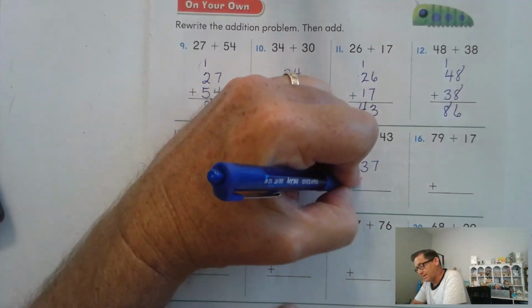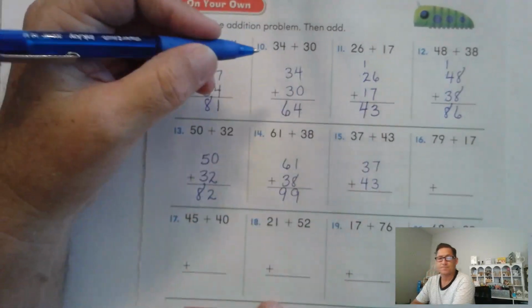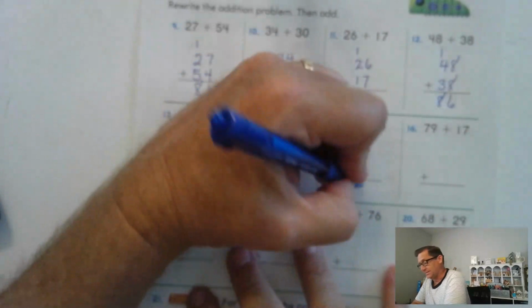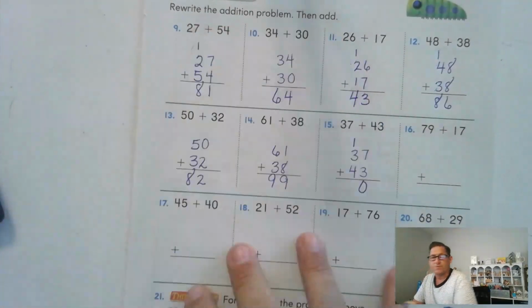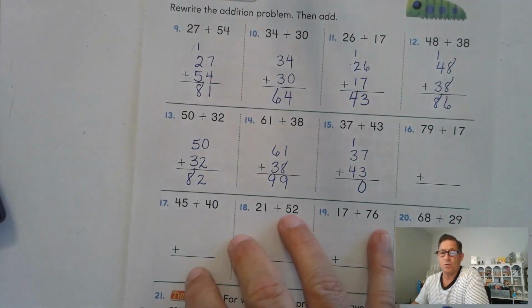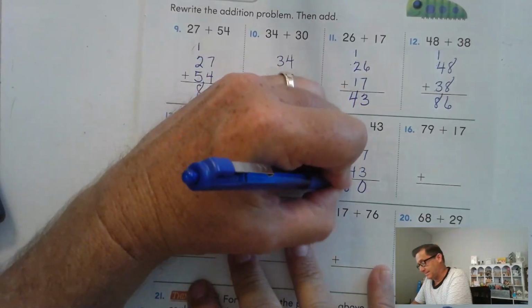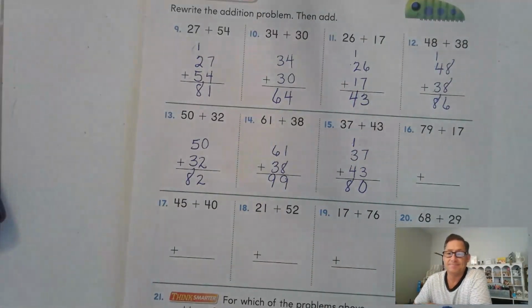37 plus 43. 7 ones plus 3 ones is 10 ones. Regroup that as a 10 and 0 ones. 3 and 1 is 4. 4 and 4 is 8. So 8 tens.